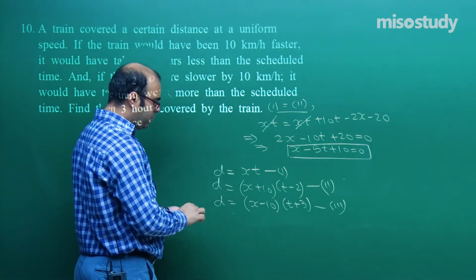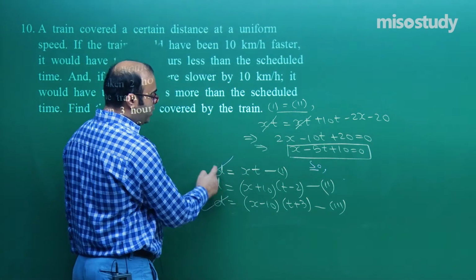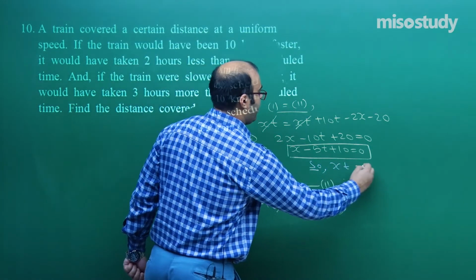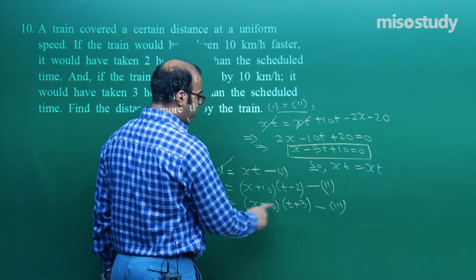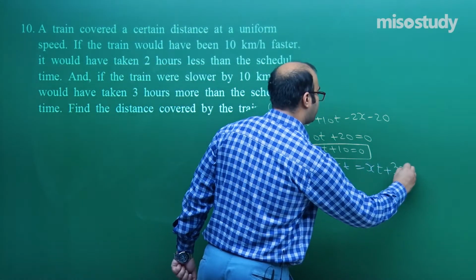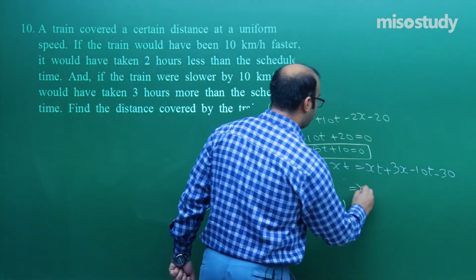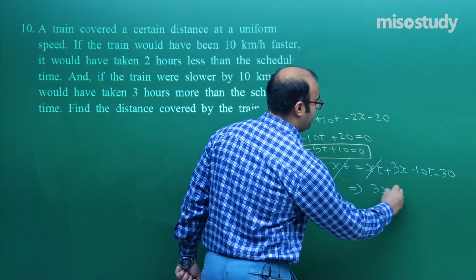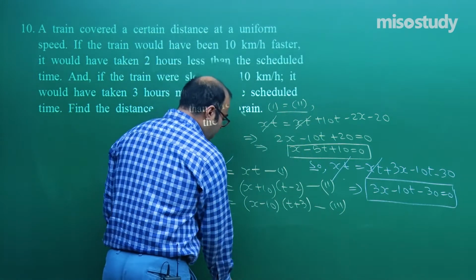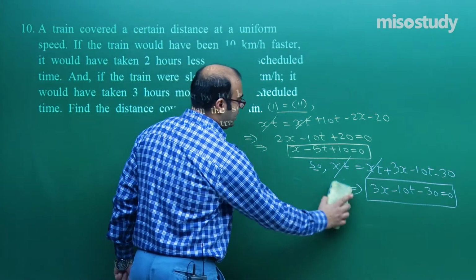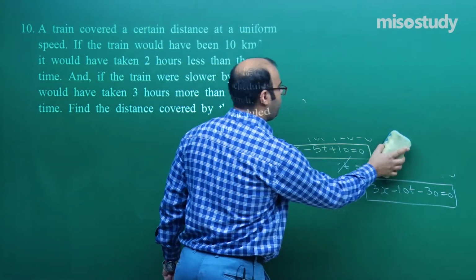Let us find another equation. We can also equate the first one with the third one. If we equate them, d and d, so xt will be equal to x minus 10 into t plus 3. Let us multiply them. So xt plus 3x minus 10t, and further 3 into minus 10 is minus 30. What we observe is that xt cancels, and this can be written as 3x minus 10t minus 30 is equal to 0. This is another equation. So we have formed two linear equations in x and t, which are the two variables here, and now we have to solve them.